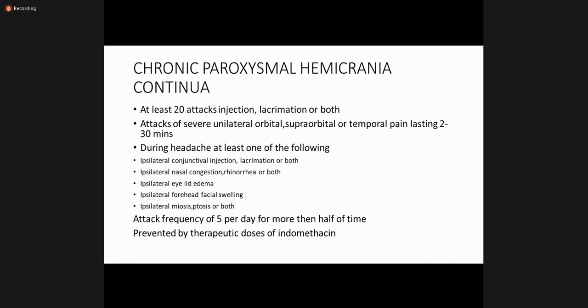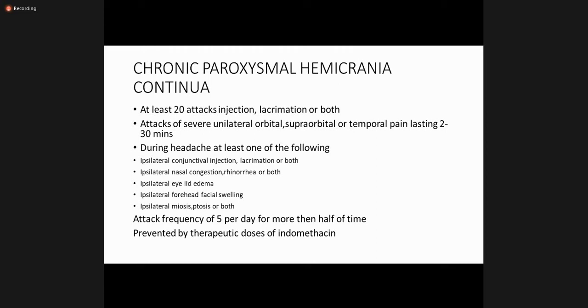So the associated autonomic features are the same. They must have at least one of the following characters: ipsilateral conjunctival congestion, lacrimation, or both, ipsilateral nasal congestion, rhinorrhea, or both, ipsilateral lid edema at the eyes, ipsilateral forehead or facial swelling, ipsilateral miosis or ptosis. The attack frequency may vary, like the patient might have 5 per day or sometimes be affected by these headaches for more than half of the day. So whenever there are at least 20 attacks of headache, you must think of chronic paroxysmal hemicrania.